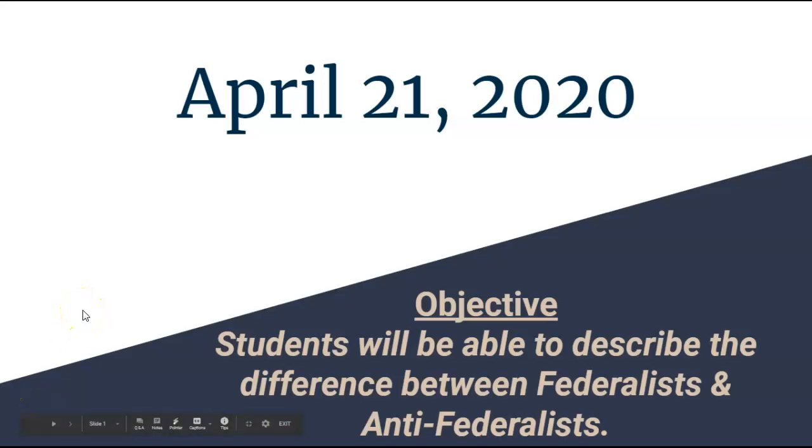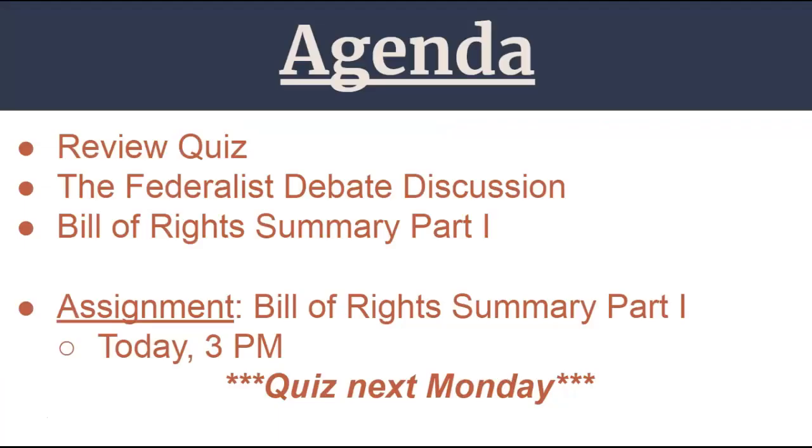It's April 21. Today we're going to talk about differences between Federalists and Anti-Federalists, and a little bit more about the final details for how the Constitution came to be. Our agenda is first there's a review quiz I'd like you to do. This is not graded. It is just for review and practice. After that, we'll go through some notes about the Federalist point of view versus the Anti-Federalist point of view and how compromises were made.